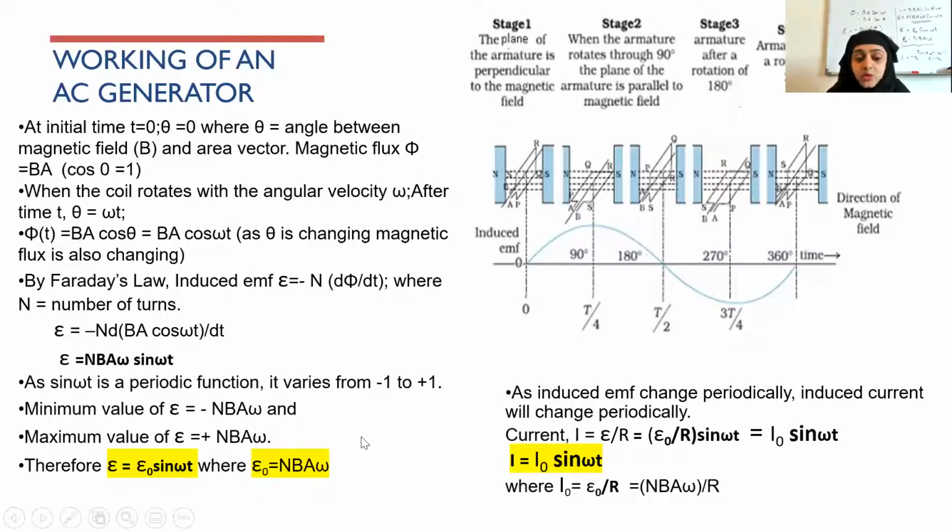Okay. Now, this is the voltage. How can we find current if we know the voltage? By Ohm's law.